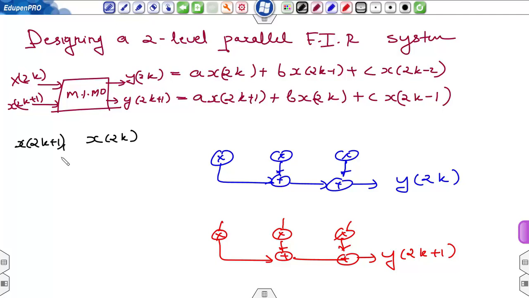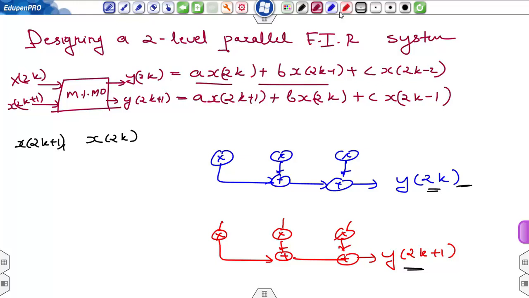Okay, so we have two different input sources. This is generating even number of samples and this is generating odd number of samples. Okay, and the output corresponding to this is y of 2k, even number of samples, and this is y of 2k plus 1. Okay, and this same 3 multipliers and 2 adders, and 3 multipliers and 2 adders in this. Okay, so now I will be connecting the inputs in such a way that the number of delay elements will be optimized.